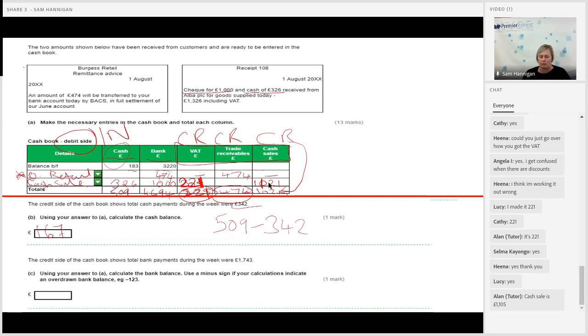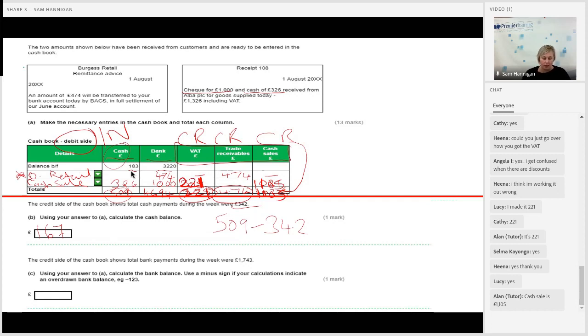All right, Al. Look, that's why our Alan's here checking my maths. Yeah? So 509, that's the total. And you see how you could lose marks if you don't bring in that brought forward balance. Minus your 342 gives you 167. So that's the amount of cash balance.